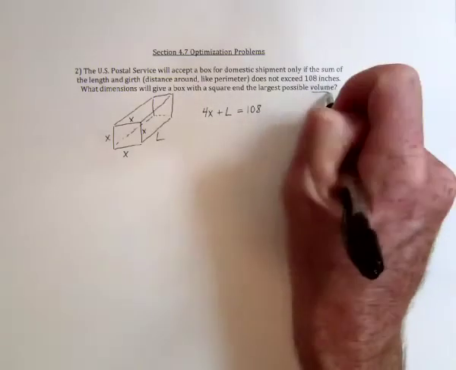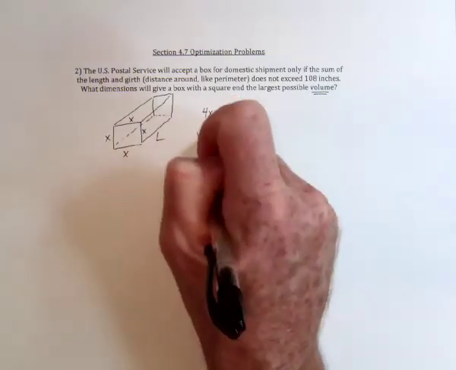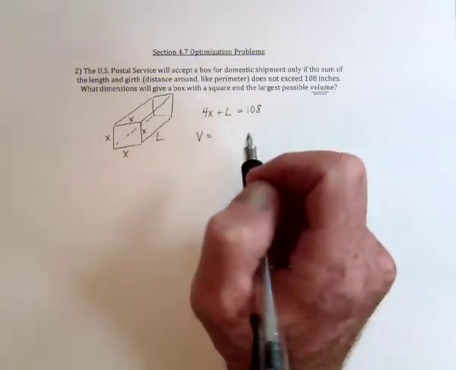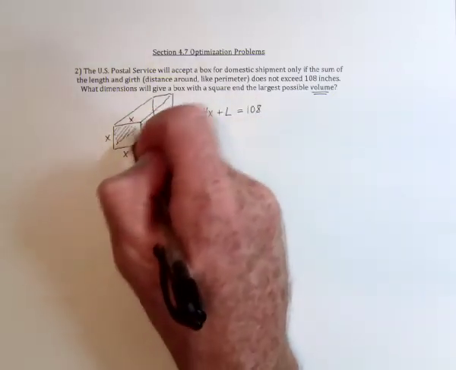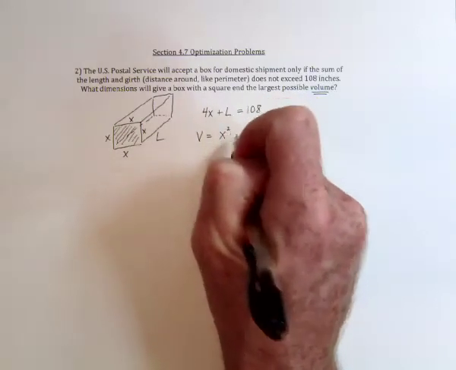We now need the main equation, which is what they're asking about, which is volume. So volume is equal to, well, we need the area of a side, which is x squared, times the length.